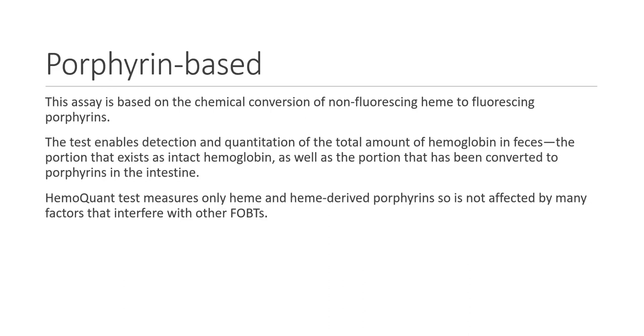The porphyrin-based test is one that I don't have experience with, but this assay is based on the chemical conversion of non-fluorescing heme to fluorescing porphyrins. This test enables the detection and quantitation. You can actually measure the total amount of hemoglobin in the feces and the portion that exists as intact hemoglobin, as well as the portion that has been converted to porphyrins in the intestine. The brand name is called the HemoQuant test, and it measures only heme and heme-derived porphyrins, so it's not affected by many factors that interfere with other fecal occult blood tests.